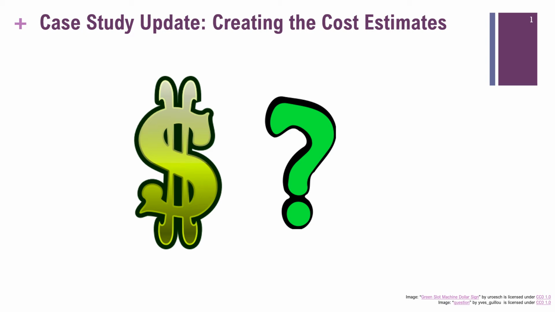Case study update, creating the cost estimates. For Sophie, creating the cost estimates is the trickiest part of the business. From past experience, she has learned that estimating too high could cause projects to be canceled. But estimating too low could mean she would exceed her costs later. A guesstimate is simply not good enough.